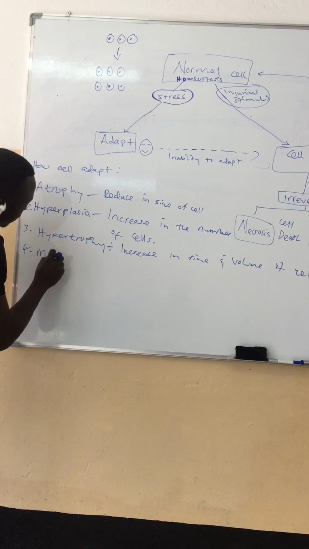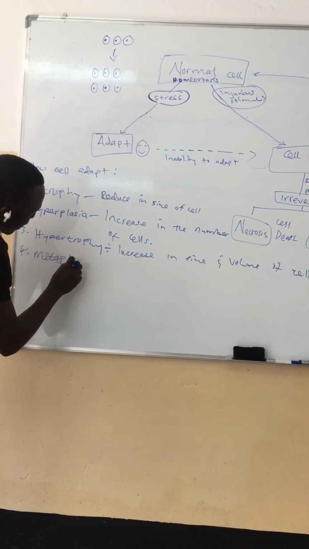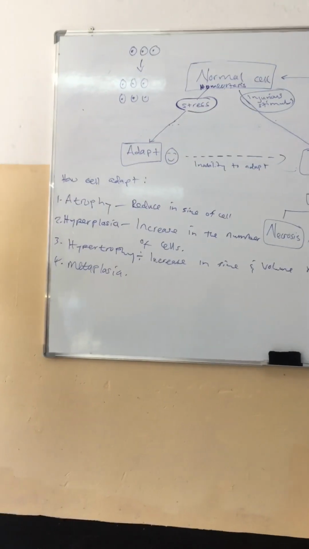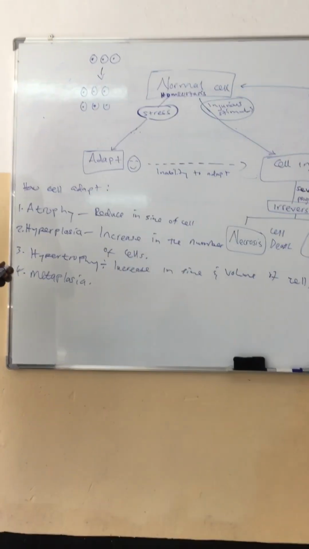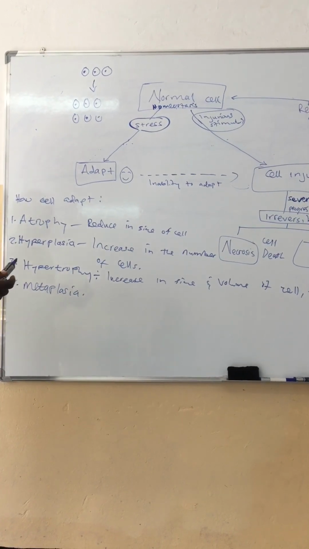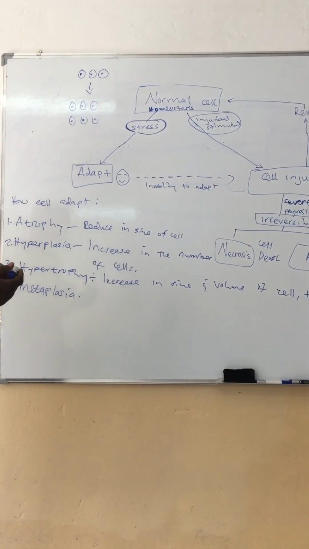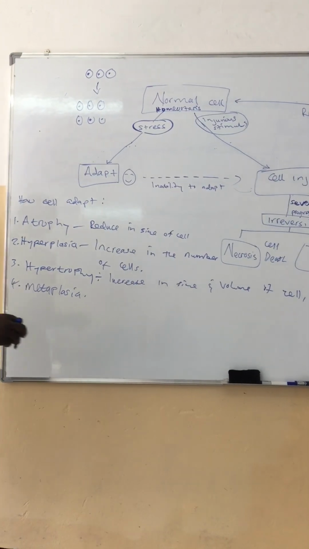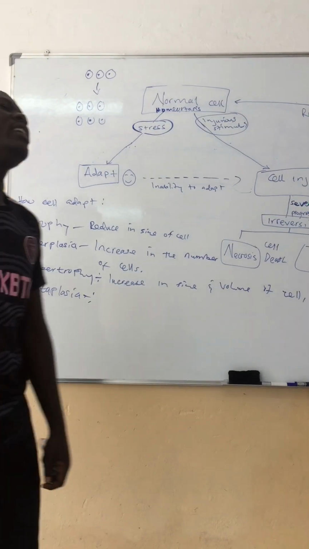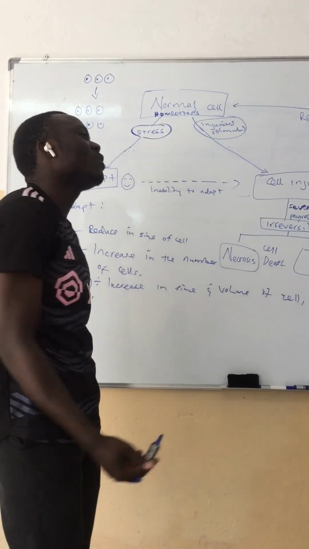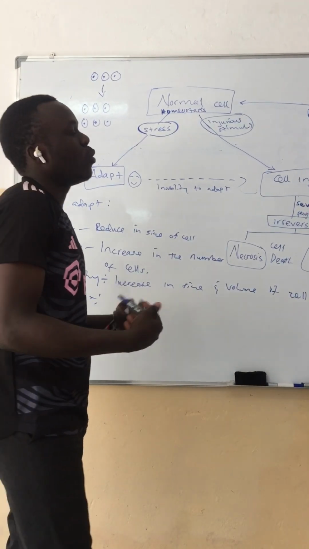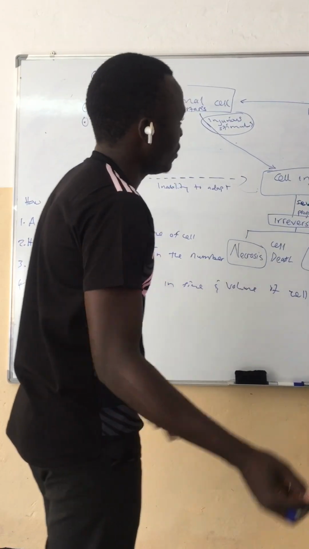Number 4, let's talk of metaplasia. What is metaplasia? Under how the cell adapts to certain stress, metaplasia is a way in which a cell tries to replace cells with another type of cell so that it is able to overcome that kind of stress.